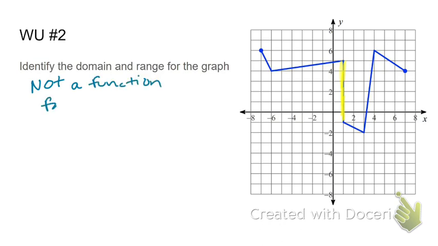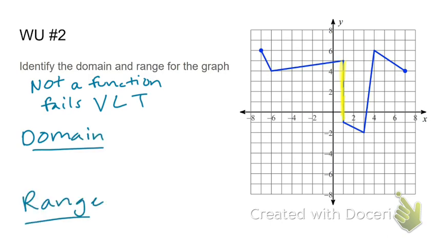It fails the vertical line test, and I highlighted right where it failed. It fails it right there. We are still going to describe the domain and range because I can still describe that.